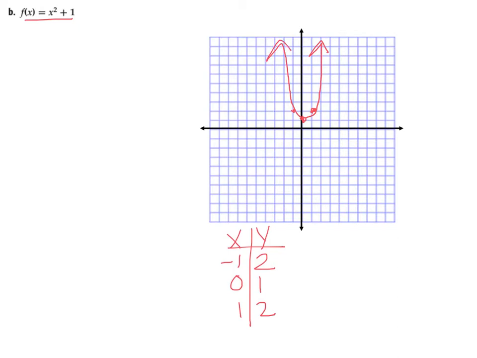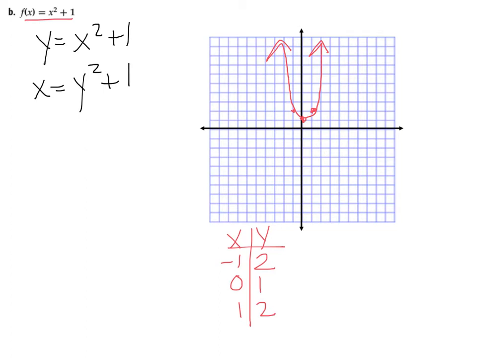And yours will probably look a little neater than mine. So now let's go ahead and find that inverse. First, we need to replace the f of x with y, so we have y equals x squared plus 1. Now we're going to switch the x value and the y value, so we have x equals y squared plus 1.